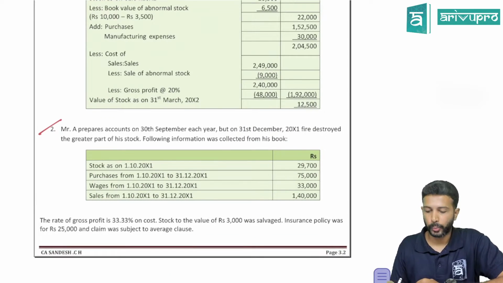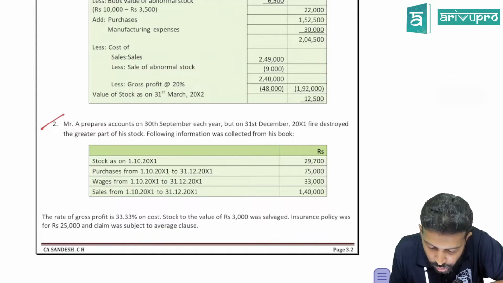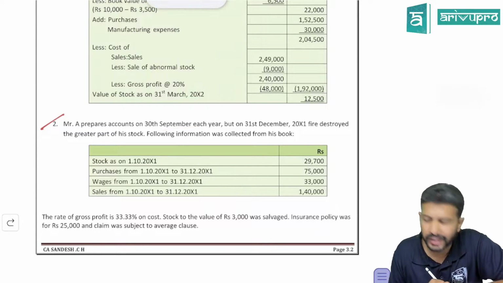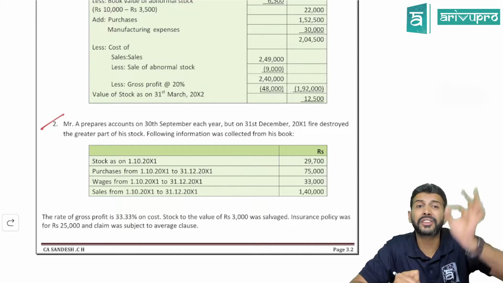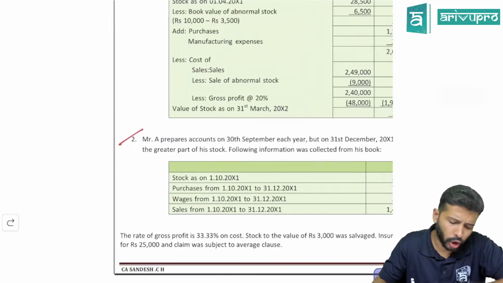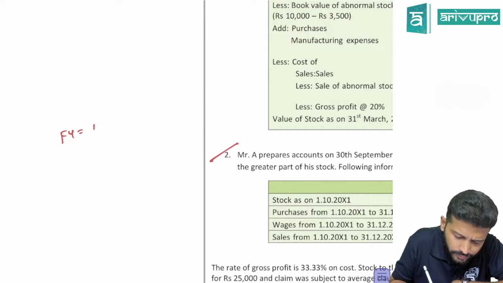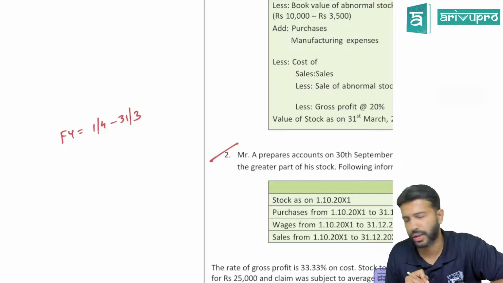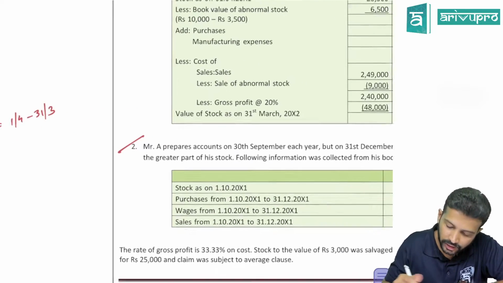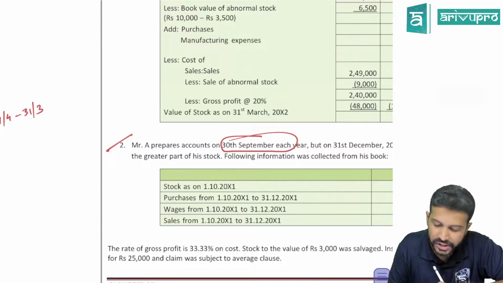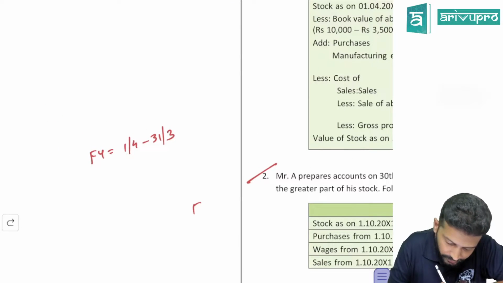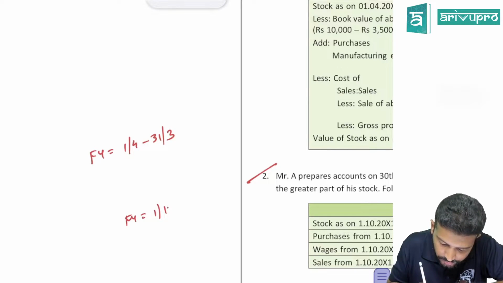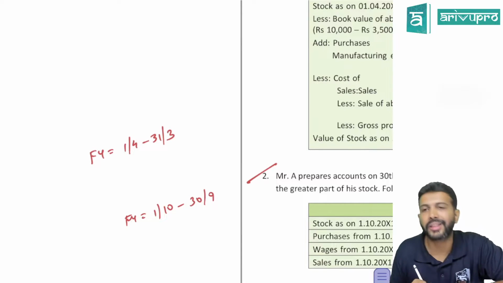Question number 2. Mr. A prepares accounts on 30th September each year. When they say he's preparing accounts, what they mean is he's preparing his final accounts. Normally, what is the financial year? Normally, it is 1st April to 31st March. But this particular Mr. A is preparing accounts not on 31st March every year, but on 30th September. That means his financial year is 1st October to 30th September.